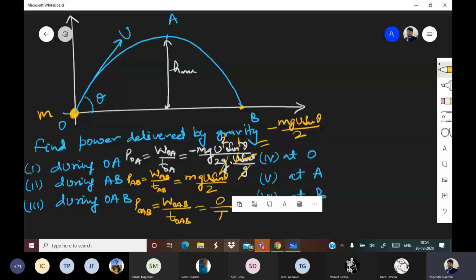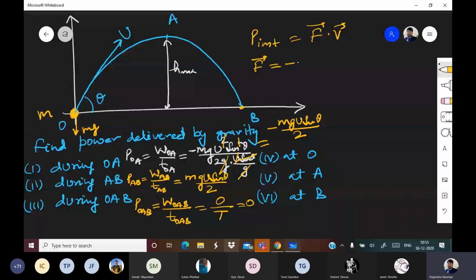is equal to F dot V. Why are we doing this? Because F vector is equal to mg in the minus j direction, and that will always be true because gravity will always act vertically downward, as you can see. Now, how much is U at O? The U vector is equal to U cos theta i cap plus U sin theta j cap.